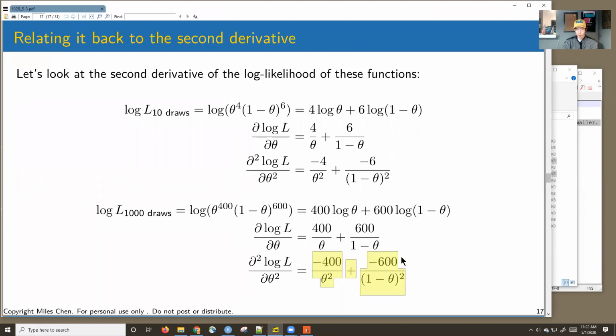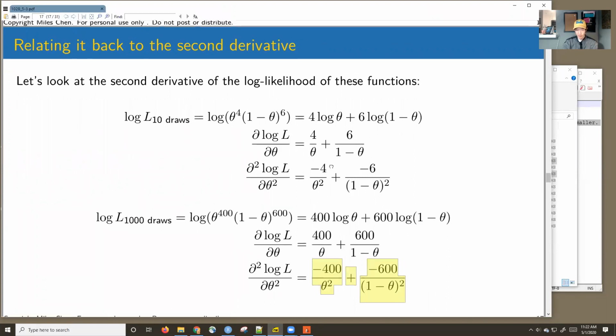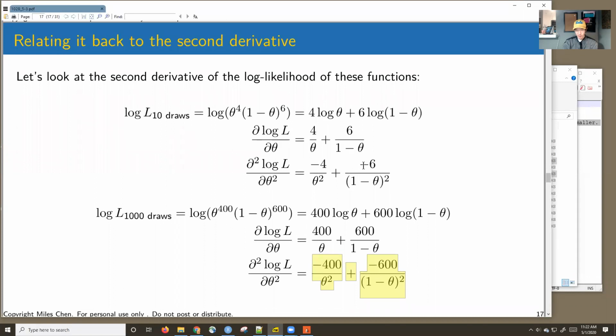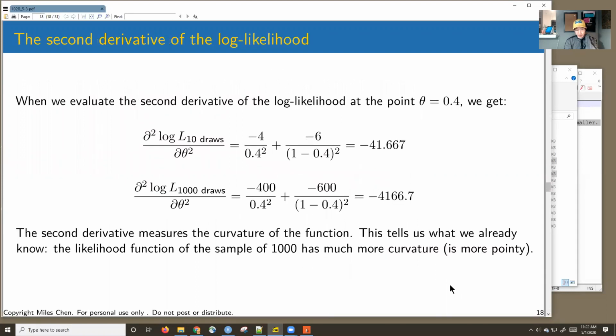And this thing is pretty much equal to 100 times this, right? So this is the second derivative of the log likelihood. This is the second derivative of the log likelihood. So we can get the observed information, or we can just plug in our maximum likelihood estimate and get our value. So the second derivative of the log likelihood at our maximum likelihood estimate is 41.67.